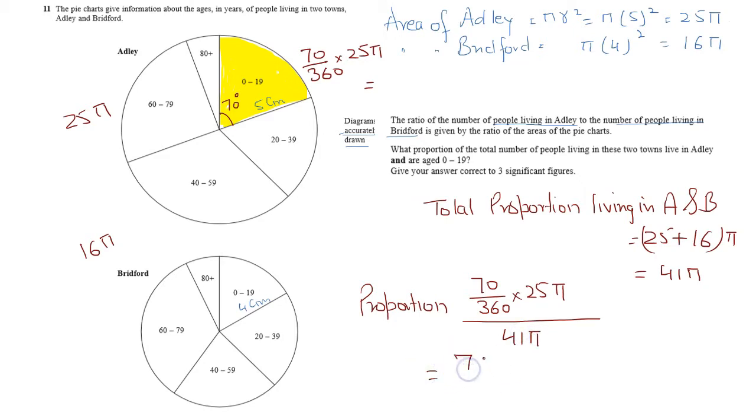So that is equal to 7 multiplied by 25 over 36 multiplied by 41. So that is 0.118563. We have to find it up to 3 significant figures. This is 1, 2, 3 significant figures. The next digit is 5, so the answer will be 0.119. For this we have added 1. So that is the answer.